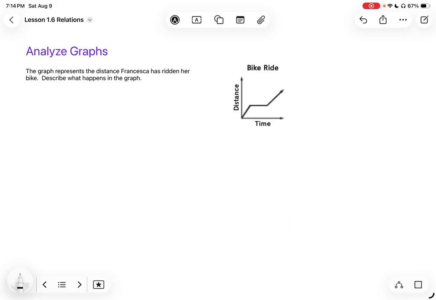This graph represents the distance Francesca has ridden her bike. Describe what happens in the graph. So this graph is pretty bare bones. It doesn't really give us any numbers at all.